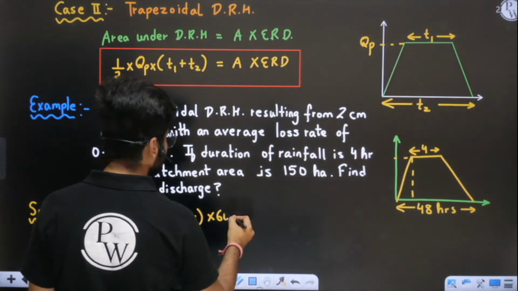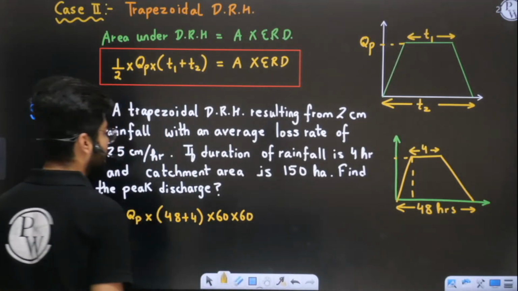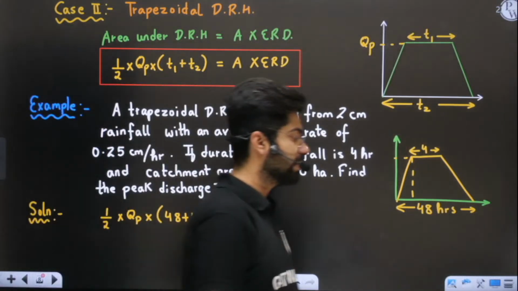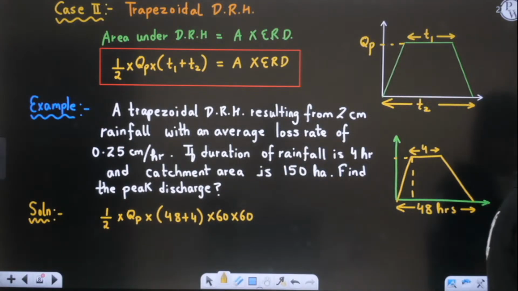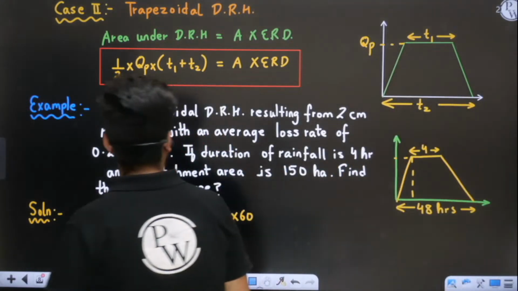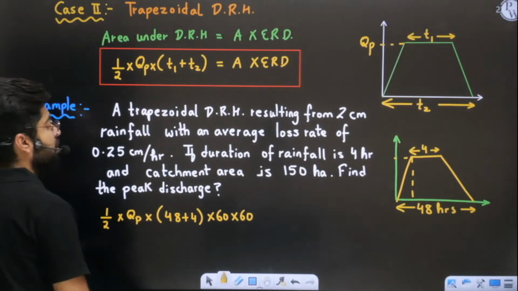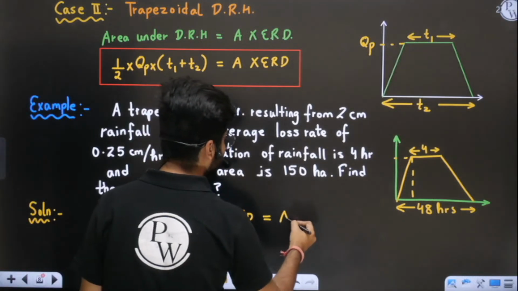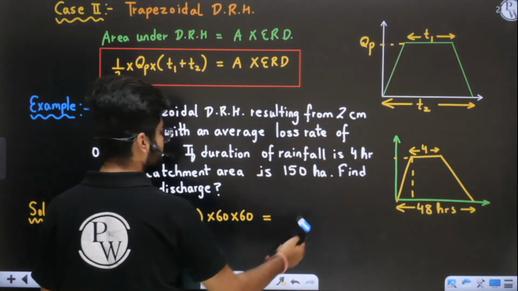We have to convert this hour thing into seconds. So we will multiply it. Is equal to catchment area. Catchment area is how much?